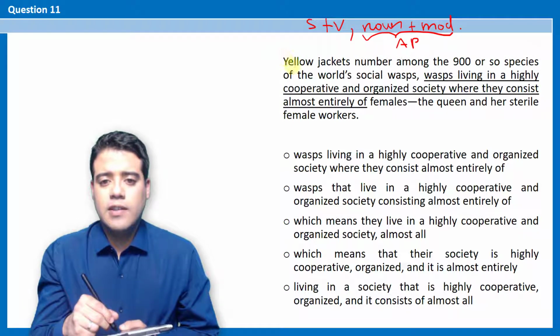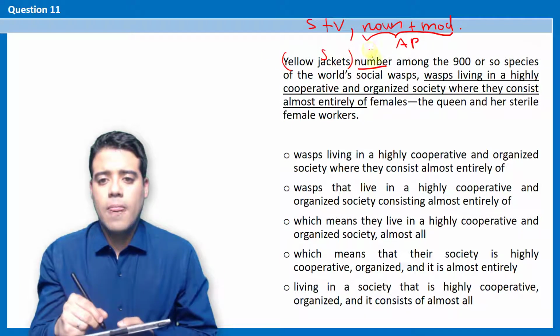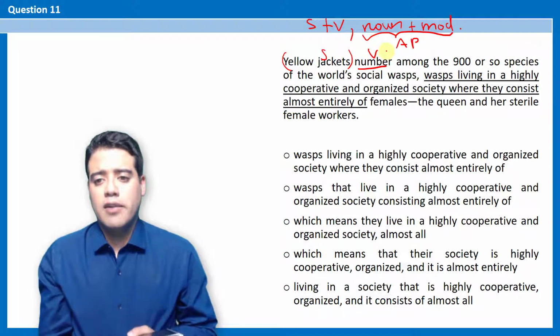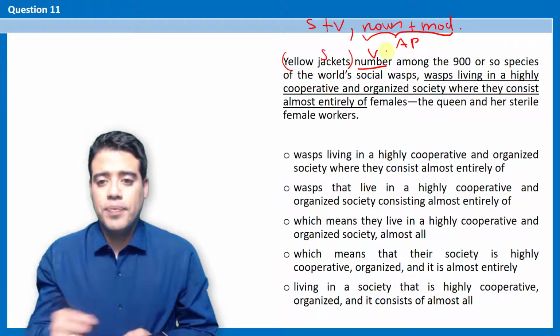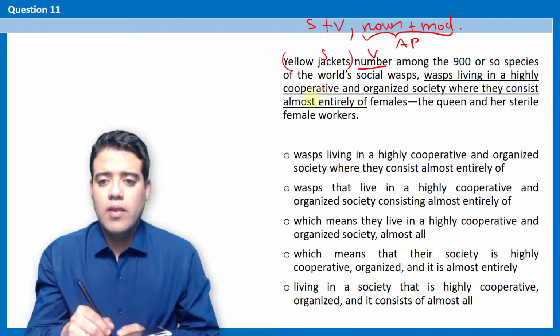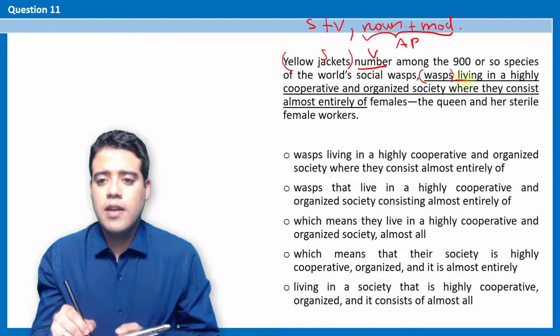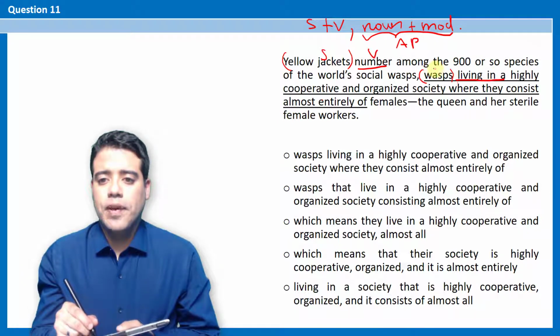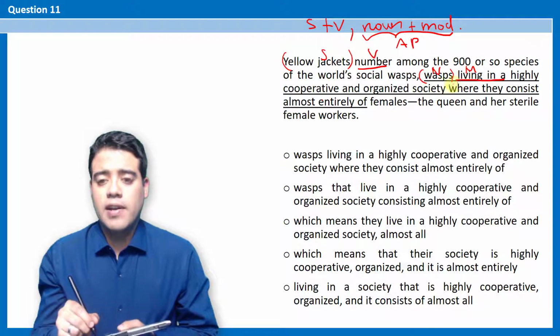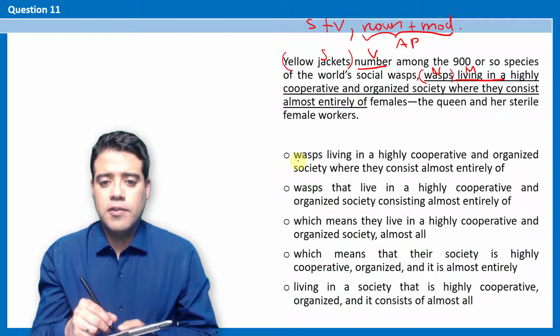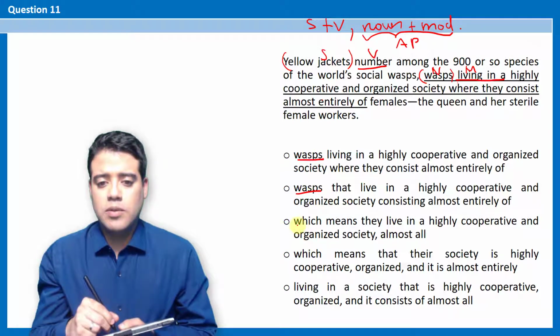So look at this sentence. You have yellow jackets, that's my subject. Number is a verb. So yellow jackets number among the 900 or so species of the world's social wasps, comma. And then they repeat the word wasps, wasps living. So that's a noun plus a modifier. Noun plus modifier. So that is a valid absolute phrase. But take a look at the differences.